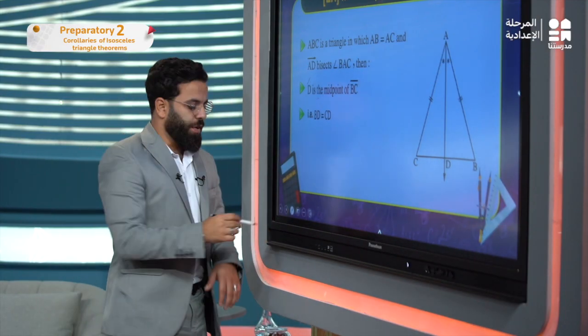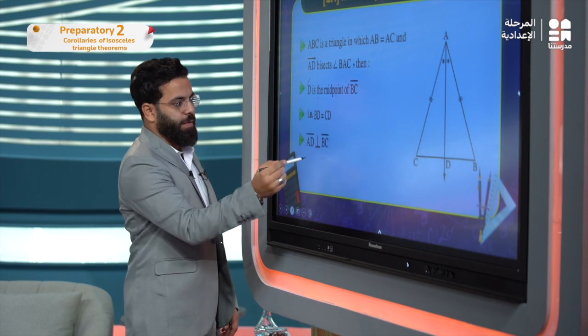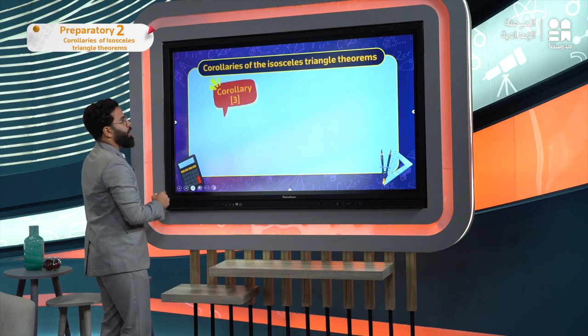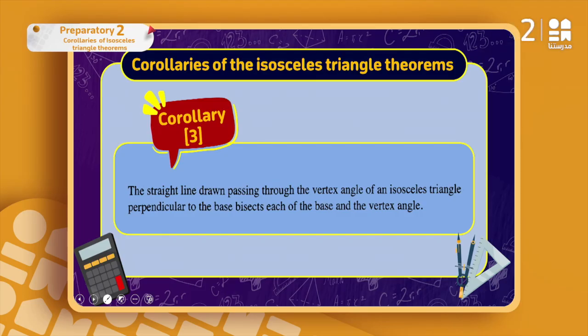Okay, the next corollary: AD is also perpendicular to BC, we said that. Corollary number 3: the straight line drawn passing through the vertex angle of an isosceles triangle perpendicular to the base bisects each of the base and the vertex angle. So if we draw the line through the vertex angle, what does it do? If it is perpendicular to the base, it bisects the vertex angle and the base.